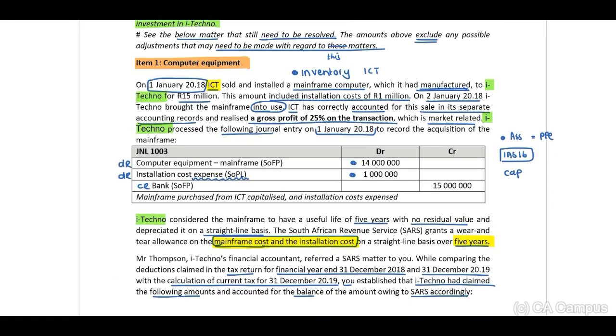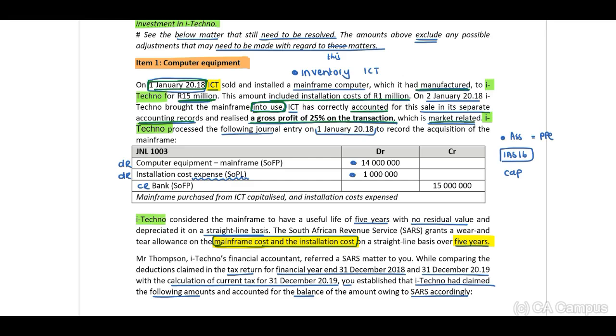They've indicated to me that on 1 January 2018, ICT sold and installed a mainframe computer, which it had manufactured, to Techno for 15 million. This amount included installation of 14 million. On 2 January, it's available for use. Therefore, our associate can start with depreciation. ICT has correctly accounted for the sale in its separate accounting records and realized a gross profit of 25% on the transaction.